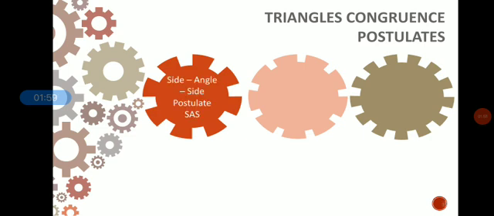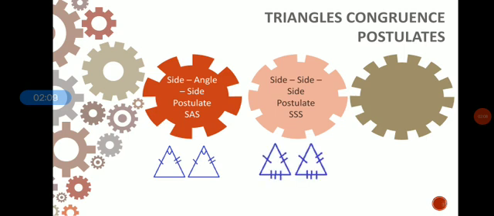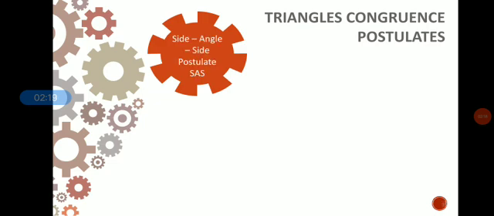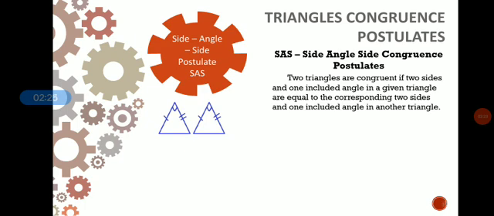Now, we have side, angle, side postulate or SAS. Ito ang magiging itsura niyan. Kapag sinabi naman natin side, side, side or SSS, ganito ang magiging markings. Kapag sinabi natin angle, side, angle or ASA, ganito ang itsura. Now, let us go with the first one. Side, angle, side postulate or SAS happens in a true triangle if two sides and one included angle in a given triangle are equal to the corresponding two sides and one included angle of another triangle.